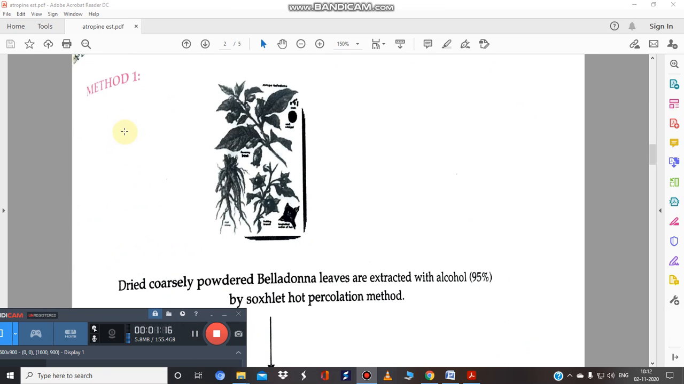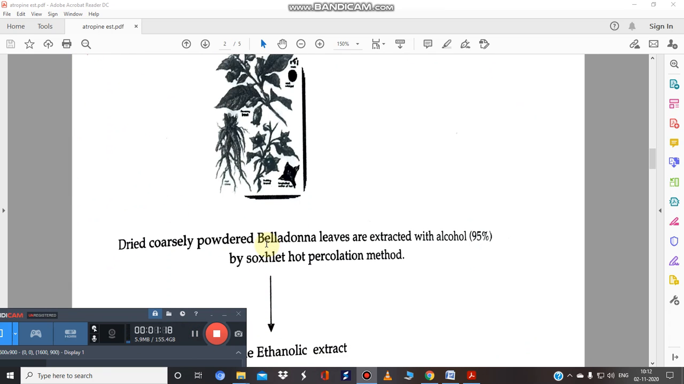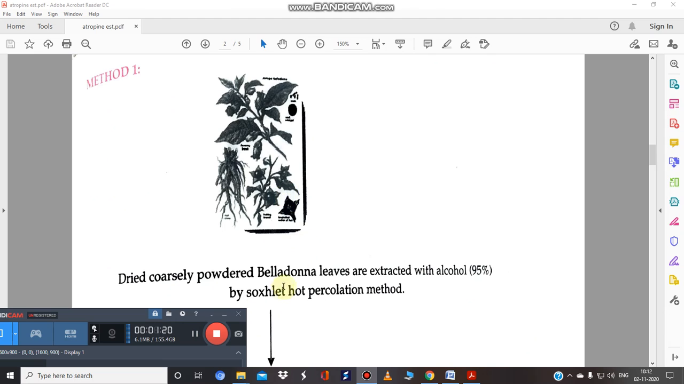If we talk about its industrial production, take an example of a plant. Suppose we have used belladonna leaves. First of all, the plant material is taken, in this case the belladonna plant. We dry it, coarsely powder the belladonna leaves, and extract it with 95% alcohol in the Soxhlet apparatus. That is known as hot percolation or continuous hot extraction.